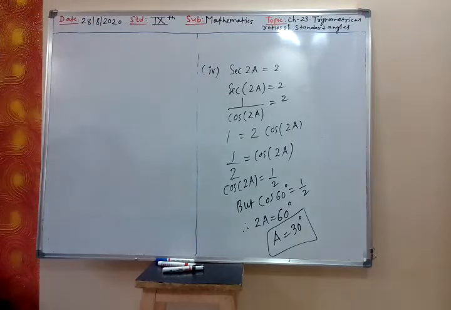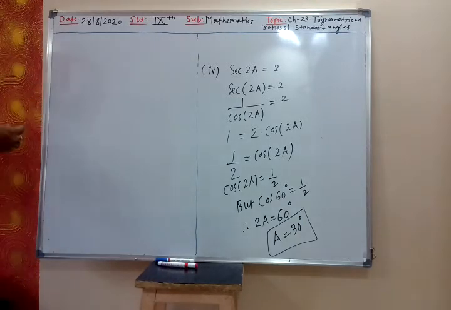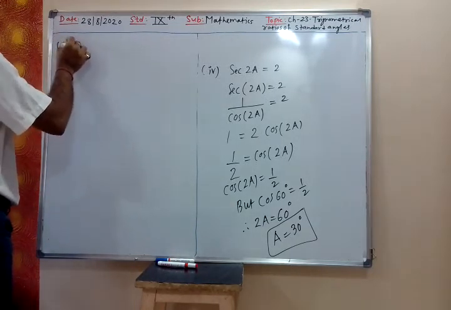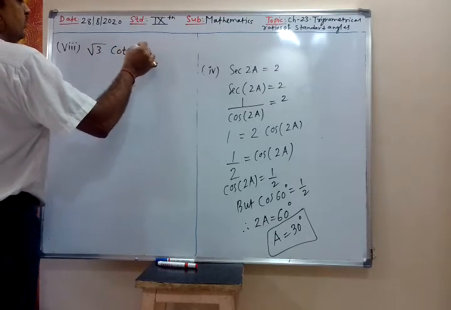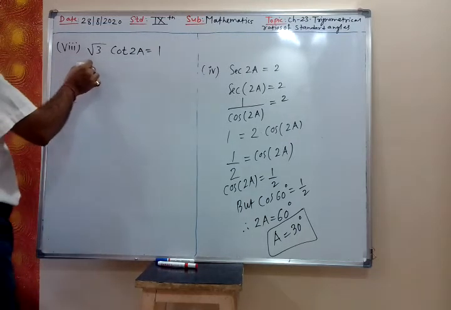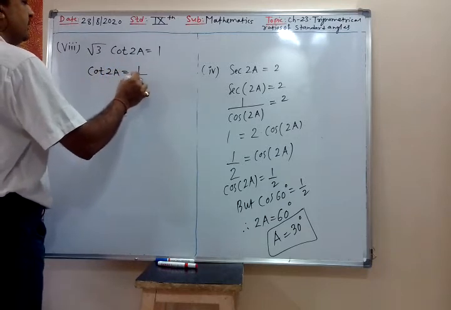Now fourth one, root 3 into cot 2a is 1. Eighth one, root 3 into cot 2a. Root 3 into cot 2a is equal to 1. Solve this. You will get cot 2a is equal to 1 upon root 3.